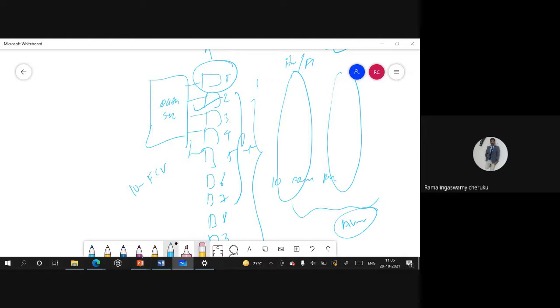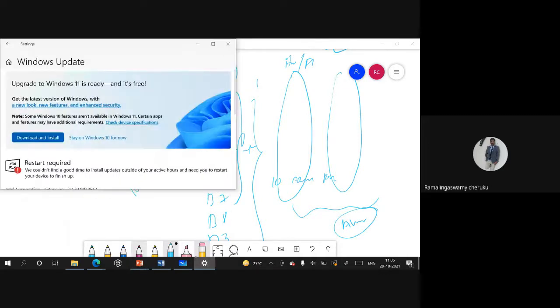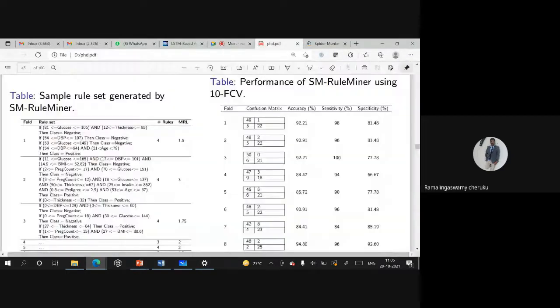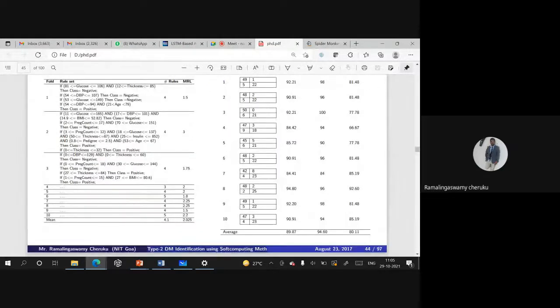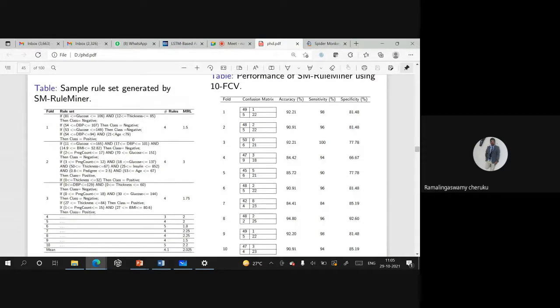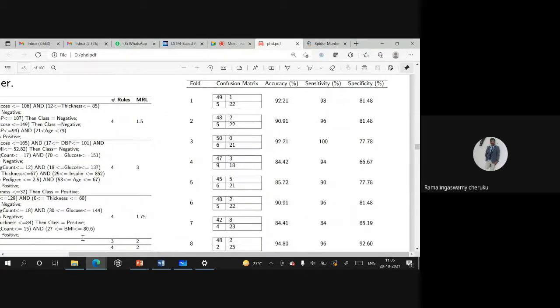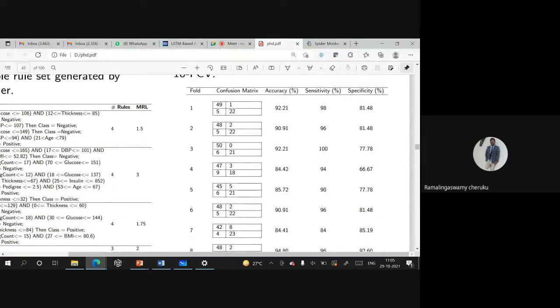So this process we carried out, and what we got is tremendous results. This is 10 folds, and because of space crunch I couldn't put the results of all 10 folds. If you see, these are the rules that were generated in each and every fold, and we found the accuracy, sensitivity, and specificity in each and every fold.